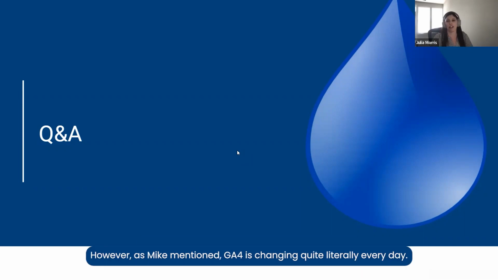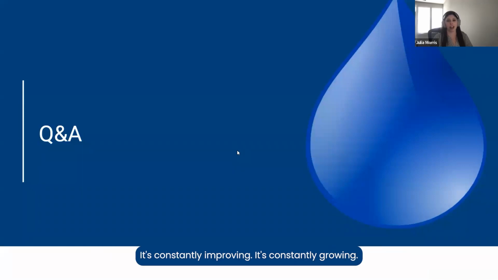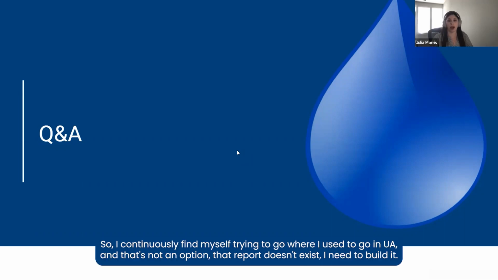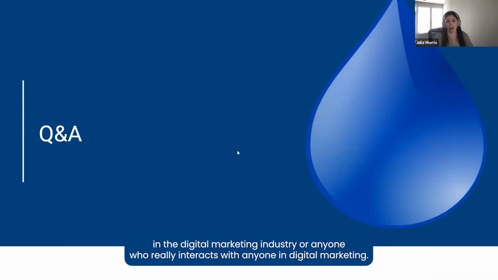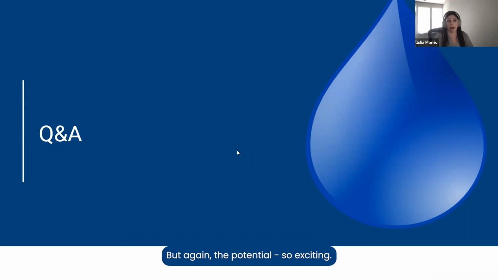However, as Mike mentioned, GA4 is changing quite literally every day. It's constantly improving, it's constantly growing, and it's really not intuitive. So I continuously find myself trying to go where I used to go in UA, and that's not an option. That report doesn't exist. I need to build it. And that learning curve, I think, is going to be a huge challenge for everyone in the digital marketing industry or anyone who really interacts with anyone in digital marketing. But again, the potential, so exciting.